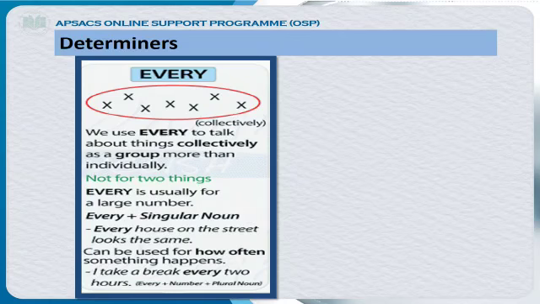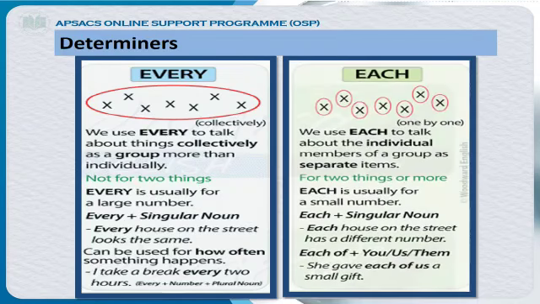It can also be used for how often something happens. For example, I take a break every 2 hours. But if we talk about each, it refers to each and every one in the group. We use each to talk about the individual members of a group as separate items. And it is also used for two things or more.